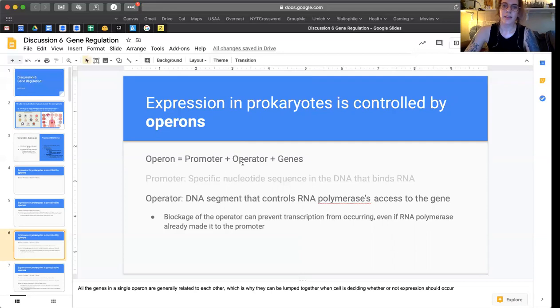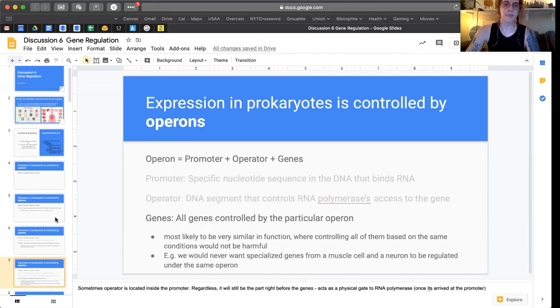However, if there's something either mutated with the operator or if something is blocking it, like a repressor attached to it, it will act as kind of a physical gatekeeper to the RNA polymerase. So in this situation, we would have the RNA polymerase still bound to the promoter because the promoter is functional, but it can't physically reach those genes to transcribe because it's being blocked by something on the operator.